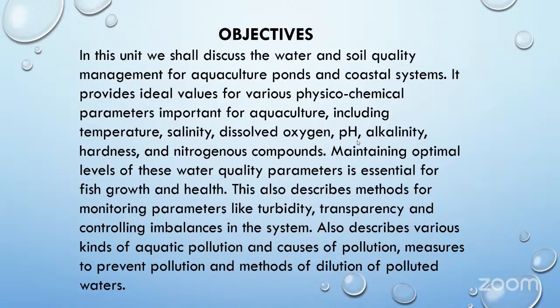It provides ideal values for various physico-chemical parameters important for aquaculture, including temperature, salinity, dissolved oxygen, pH, alkalinity, hardness, and nitrogenous compounds. Maintaining optimum levels of these water quality parameters is essential for fish growth and health. This also describes methods for monitoring parameters like turbidity, transparency, and controlling imbalances in the system.